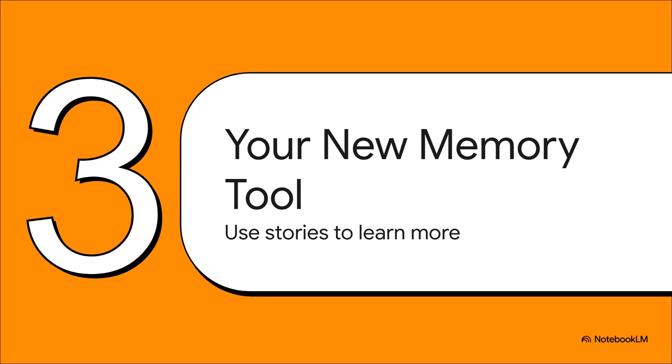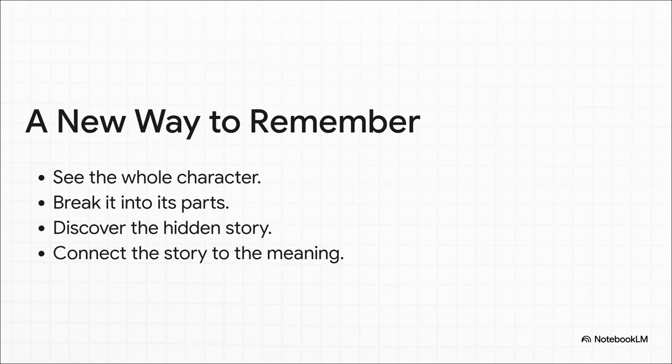You know, the best part about all this is that it isn't just some one-off trick for this one character. This whole method of finding stories inside characters, it's a super powerful memory tool you can use for your entire journey of learning Chinese. The process is pretty much always the same. First, just look at the whole character, then break it down into its smaller pieces, its radicals. Then the fun part. Find the hidden story that connects those parts, and then link that story right back to the character's meaning. It totally transforms memorization into a kind of discovery.